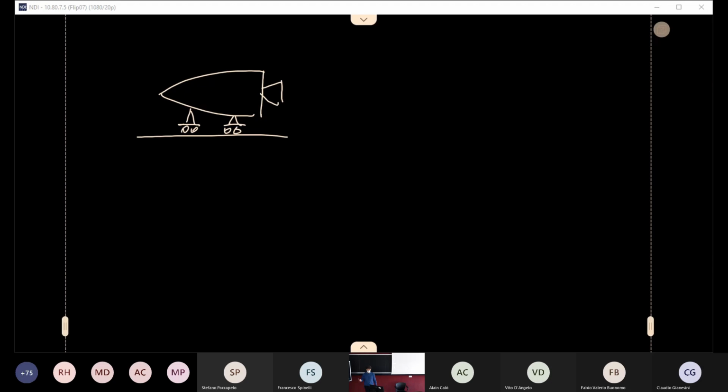In principle, it can move only in this direction, but we apply a balance here such that we keep this in a fixed position. So this is what can be done in a test bench. This can be the measure of the thrust generated by our rocket. If we have a force generated in this direction, we can measure it by a spring, for instance, or in general by a balance.